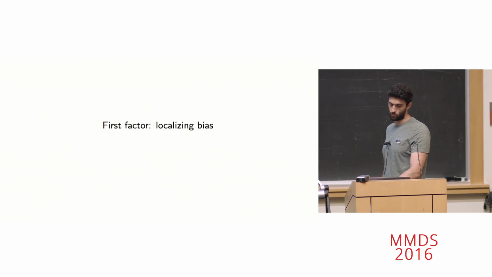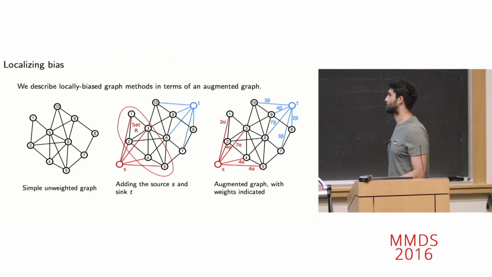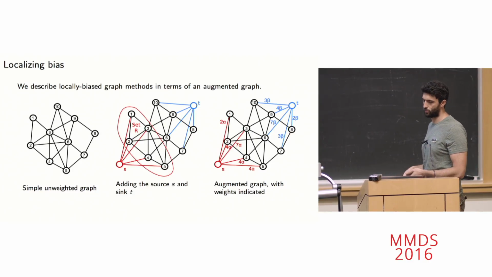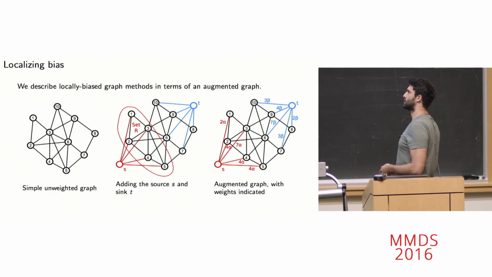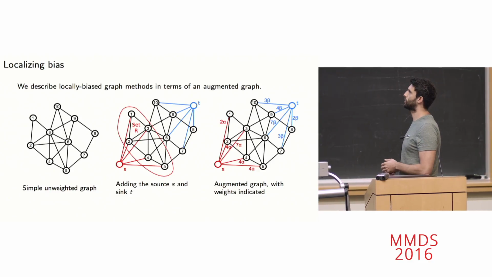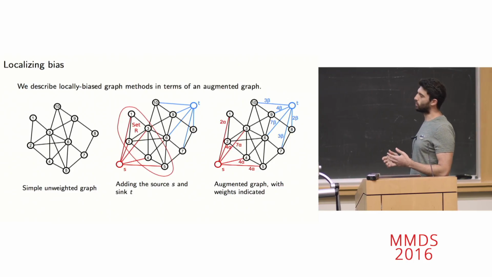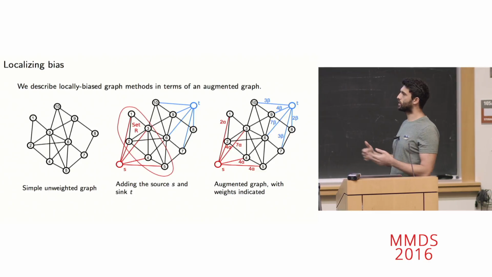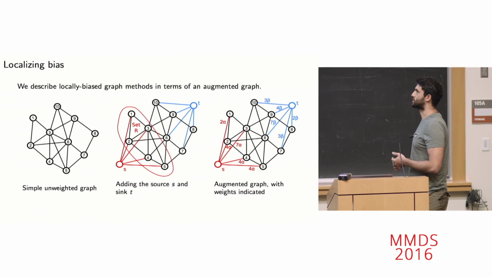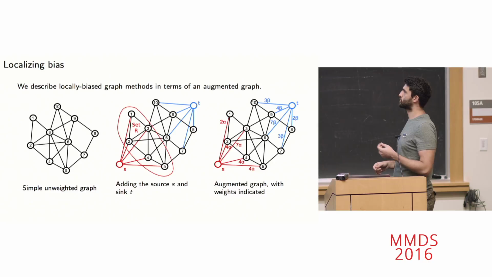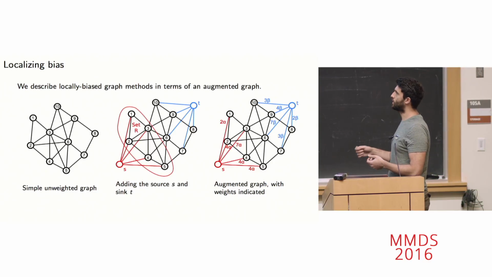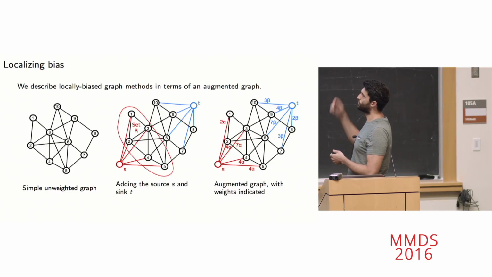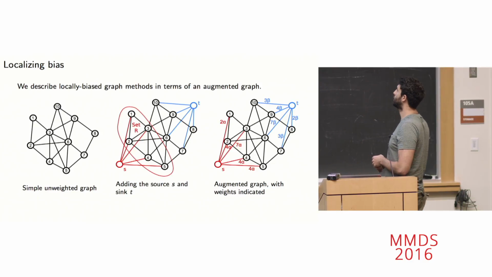So the first factor in this optimization framework is localizing bias. What we need here is this notion of augmented graph. What's an augmented graph? On the left, you can see some given graph, a simple unweighted graph. And then what the augmented graph is, we need to introduce a source and a sink. We are also given a set R, which is denoted here by the red circle. So what we do is we connect the source to the set R, and the rest of the nodes we connect to the sink. Then we also have to add some weights and some parameters alpha and beta.